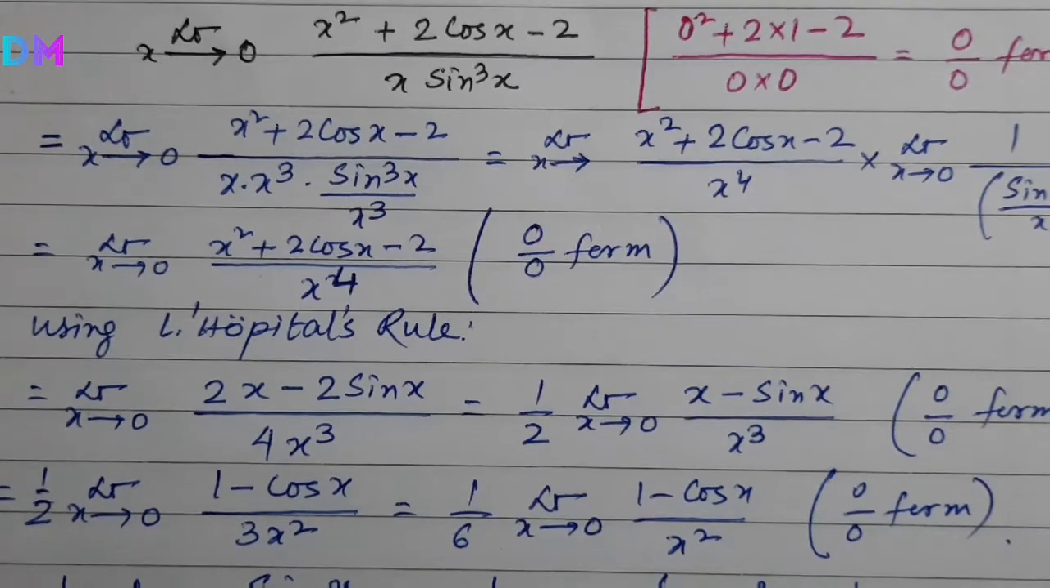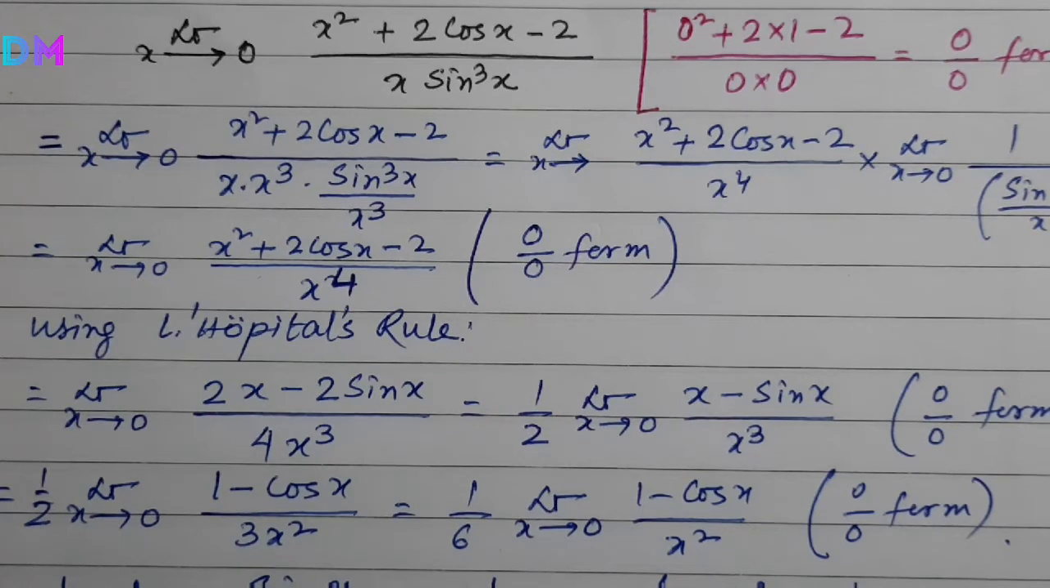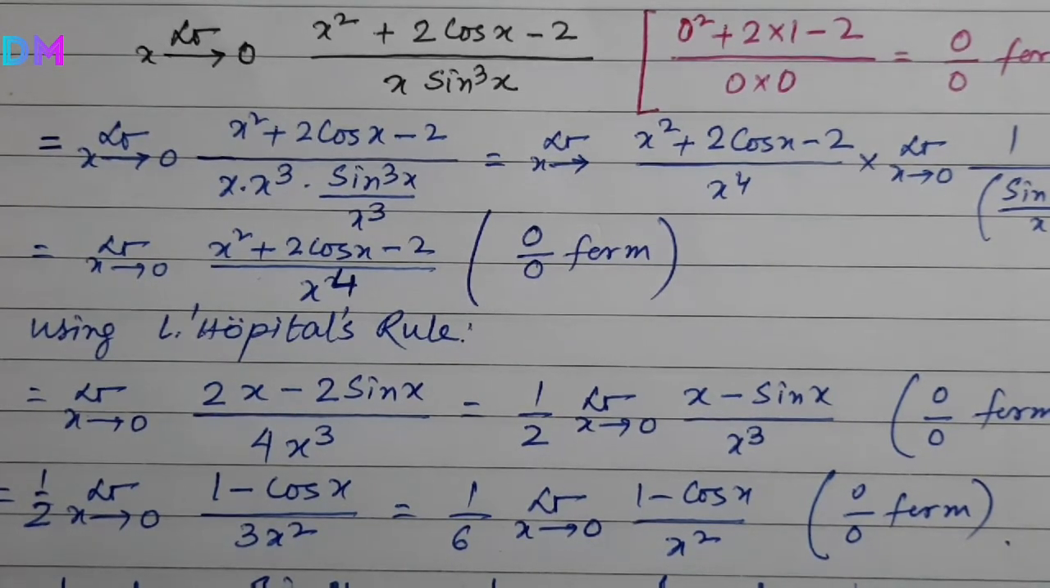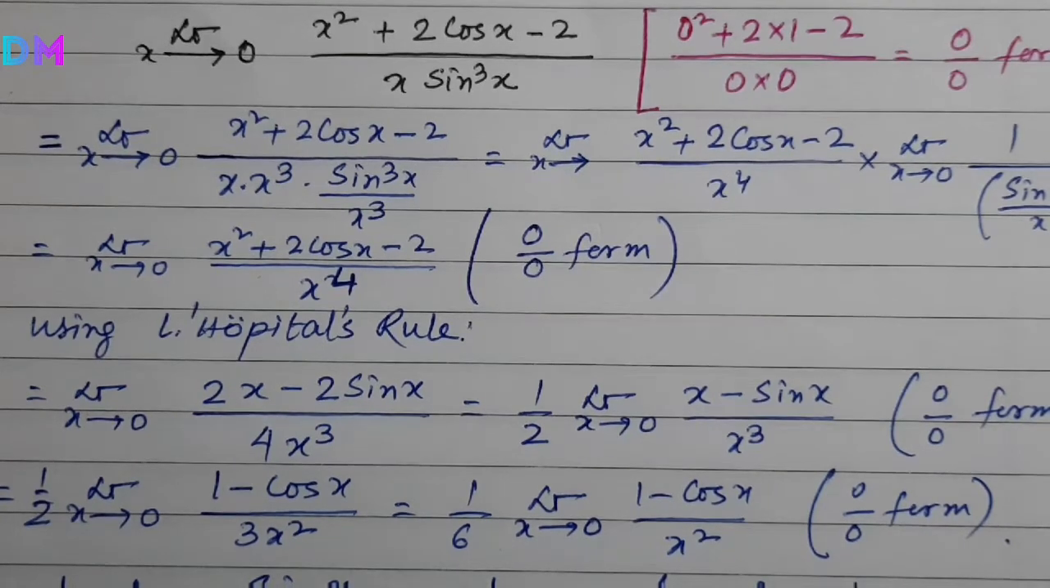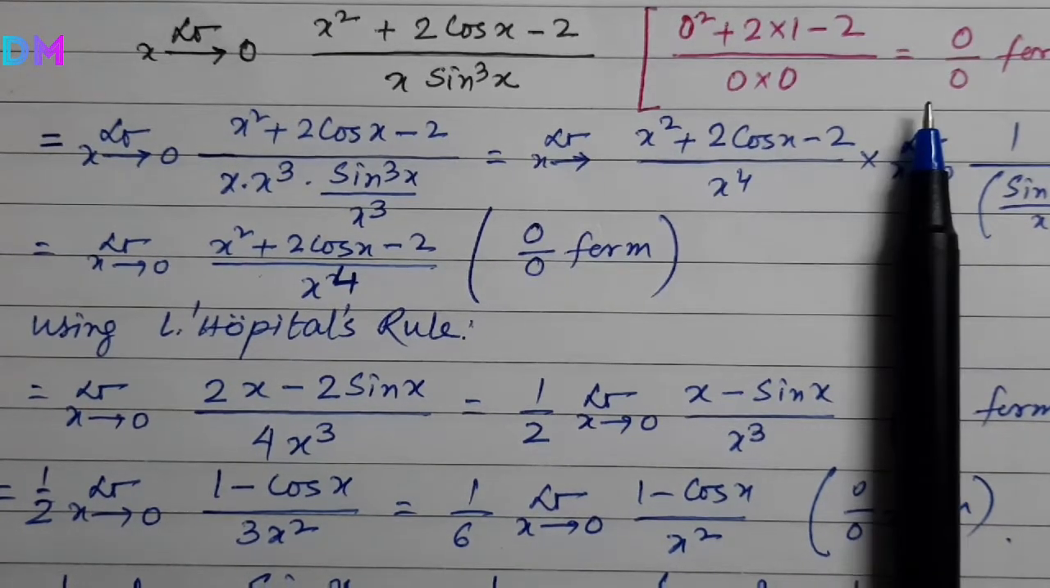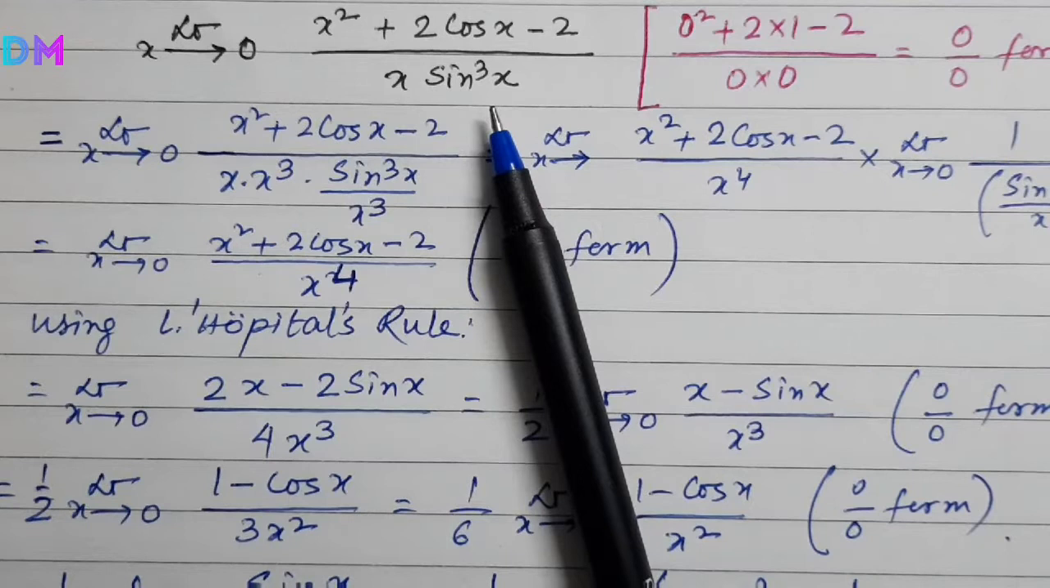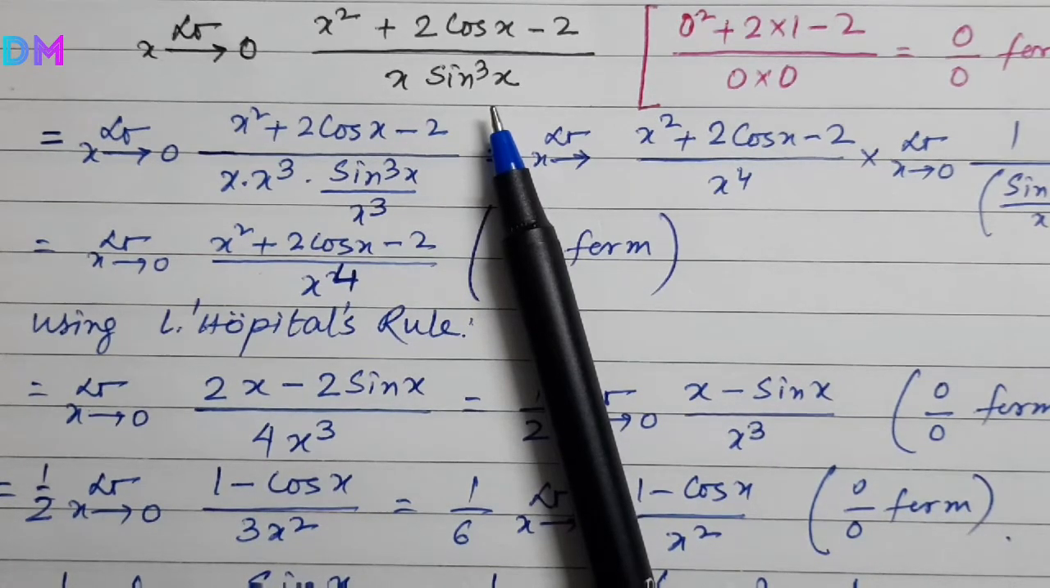The next question is to find the limit of (x square plus 2 cos x minus 2) by x sin cube x when x tends to 0. Here also, if we put x equals 0, we get 0 by 0 form. Primarily we can think that we can apply L'Hopital's rule. Yes, we can apply, but the denominator is x sin cube x, so each time I differentiate it, it will be a complicated function.